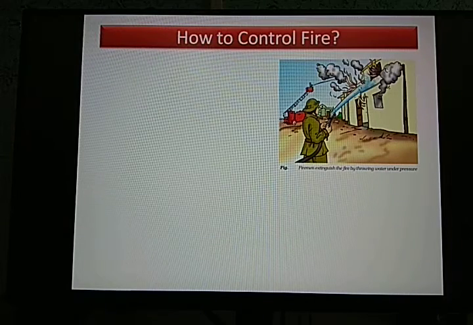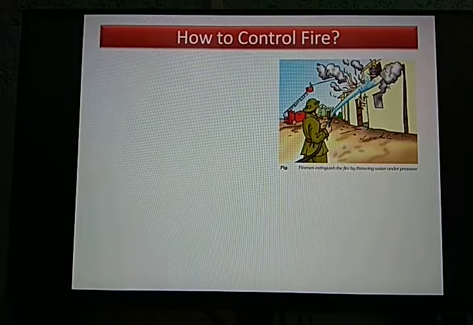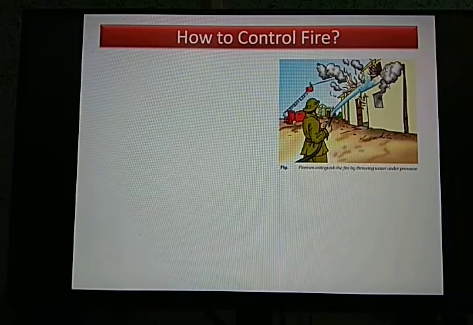here is a fireman trying to extinguish the fire with the help of this water cannon, or you can say the water hose pipe. So how does he do it? We have always seen that the firemen, with the help of a fire brigade, try to put off the fire with their water cannons. So how do they do it?